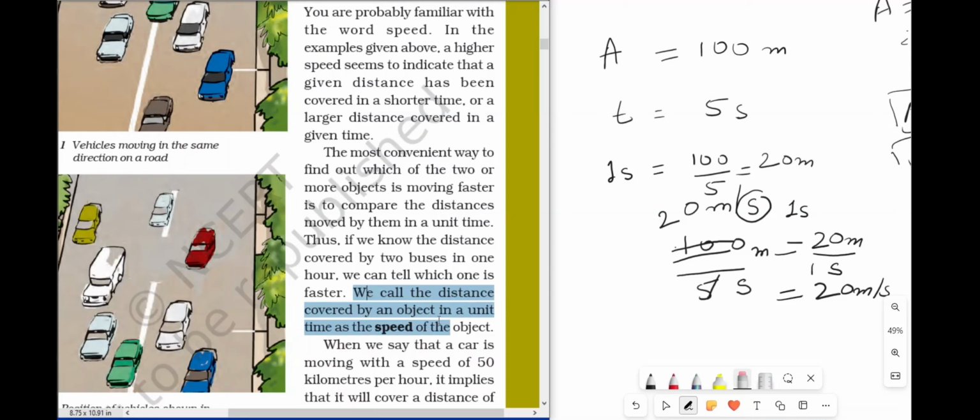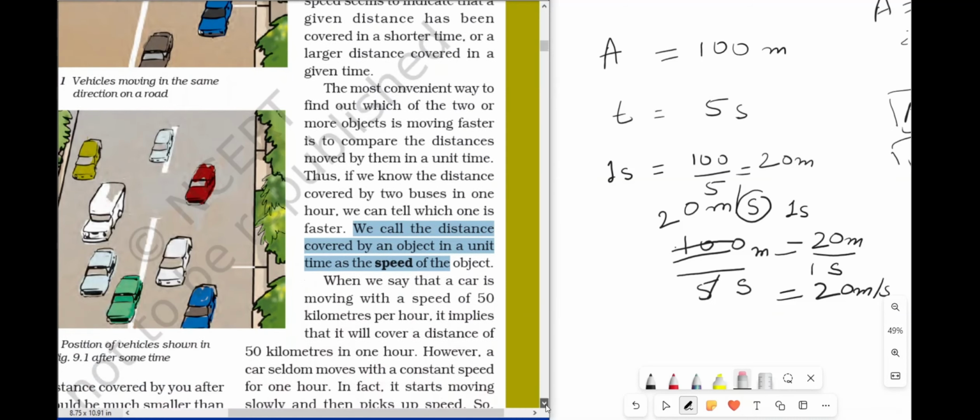So what is speed? Speed is actually the distance covered by an object in a unit time. A unit time can be either a second, it can be either a minute, it can be either an hour. It all depends on what is the unit of time that you want to calculate in, but it should be a singular. Okay, so let's move forward.